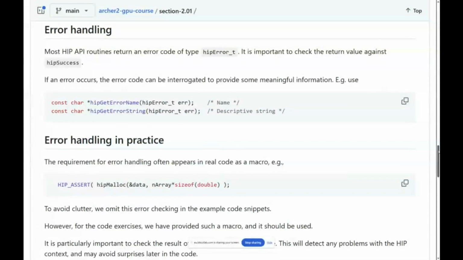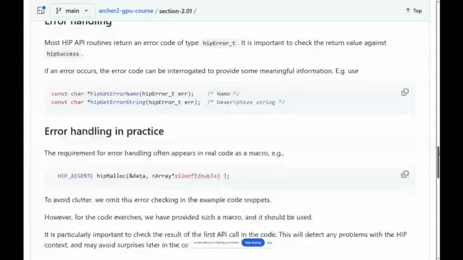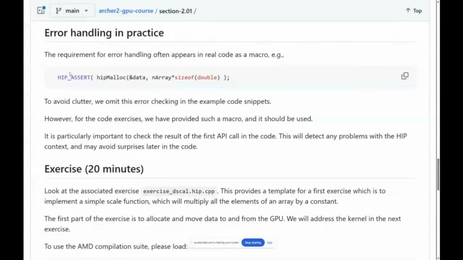In practice, we've provided in our examples a nice little macro that basically grabs the call of the function, checks the return of the error, and then prints some information around it if an error is caught that's not equal to hipSuccess. Sorry, so the response is returned as not hipSuccess. We've provided this macro for you in the example.